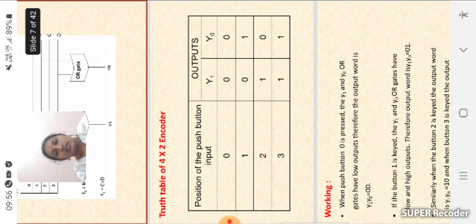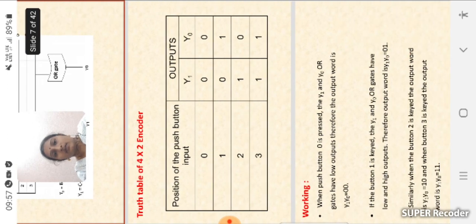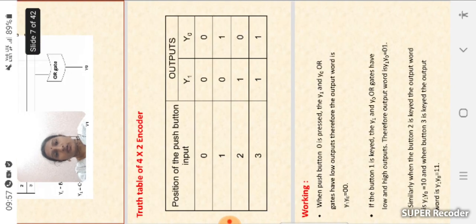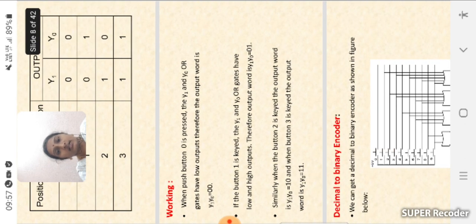The 0 equivalent, what we are getting here with the expression Y0 is equal to B plus D. Here we are getting 0 and 0. With the help of switch 1, we get 0 and 1. By pressing switch 2, we are getting 1 and 0. By pressing switch 3, we are getting 1 and 1. Already explained this, so here we arrange this in the form of a truth table. Once see the slide, whatever I explained is there.